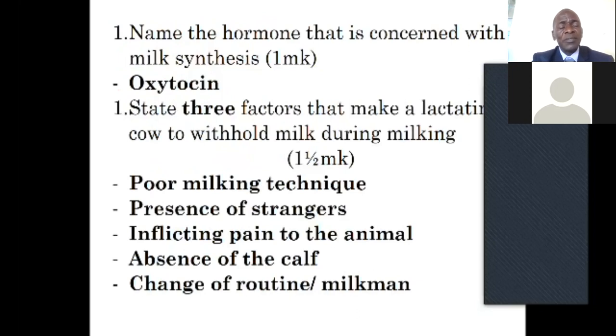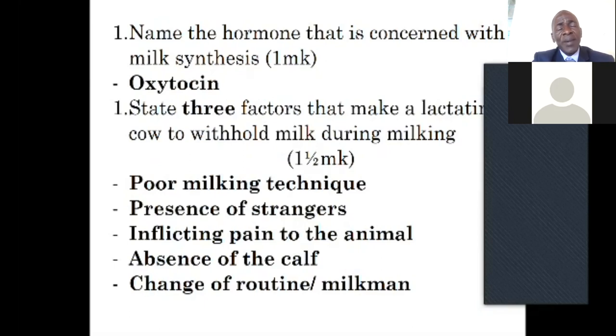An example of a question in this section A is name the hormone that is concerned with milk synthesis. Of course, as you can possibly see, it is oxytocin. The second question, state 3 factors that make a lactating cow to withhold milk during milking. So you can see that these questions, their answers do not demand a lot of detail because of the stimulus words that are used.